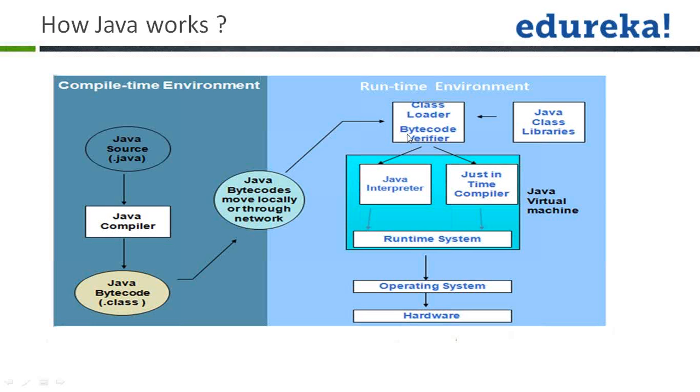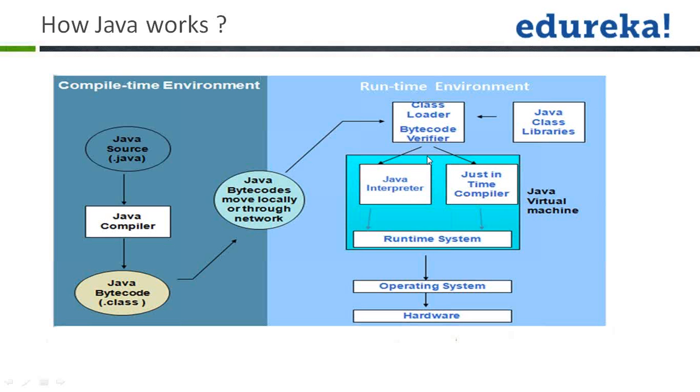As soon as it reaches the other system, there is a class loader, that means to load the .class file, and a bytecode verifier to verify the bytecode that is present in the class file with the help of the Java class libraries. Once this process is done, the bytecode reaches the Java virtual machine, that is the JVM. Now, JVM includes two things. First is the Java interpreter and second one is the just-in-time compiler. These are the two things that are present in the Java virtual machine.